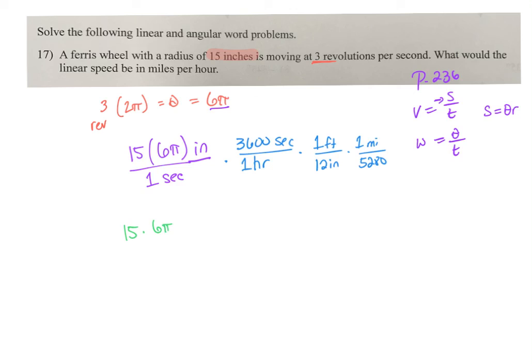15 times 6 pi times 3,600. Take that whole group and divide by 12 times 5,280. And I think it should be 16 miles per hour. So your theta is always your revolutions times 2 pi. So you have to solve for each of these to be able to solve this. You need theta and radius to solve for s. You need s and time to solve for v. You need theta and time to solve for your angular speed.